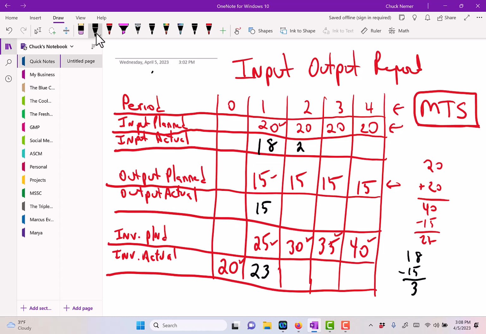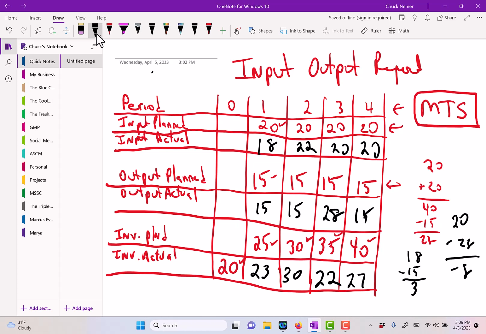Second period, let's say we bring in 22 jobs or parts, and we only get 15 done, then it jumps up to 30. And let's say in the third period, we bring in 20 and we get, well, let's do 28 out, so it goes down by 8 to 22. And then the fourth period, we bring in 20, we get 15 done, and we go up to 27.